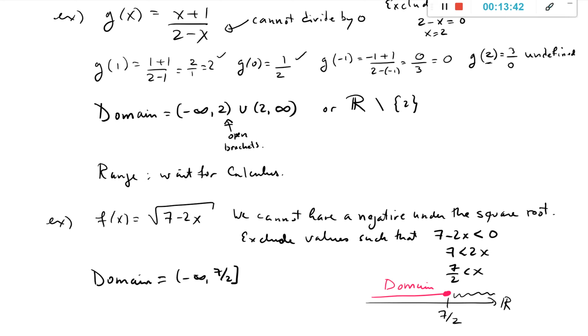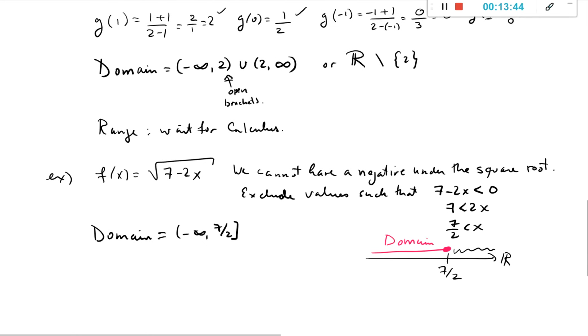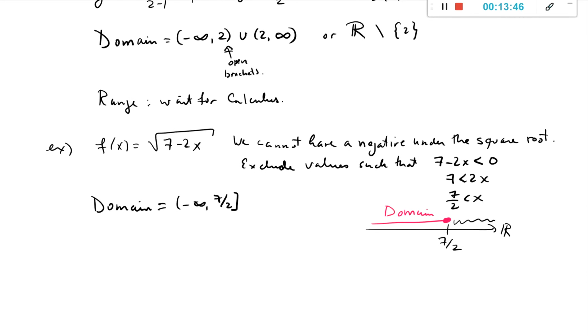Now at 7/2, the function value is 0, so you get 0 underneath the square root. And then after that, you can get any positive number: if you decrease x, you're going to increase the value of the square root. So it's easy to figure out the range. The range would be anything starting from 0, what you get if you replace x by 7/2, and then all the way to infinity if you make x negative enough.